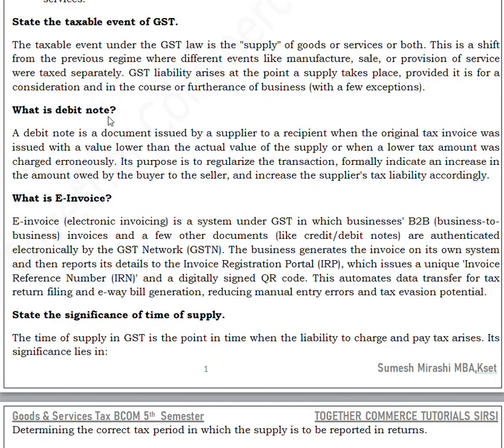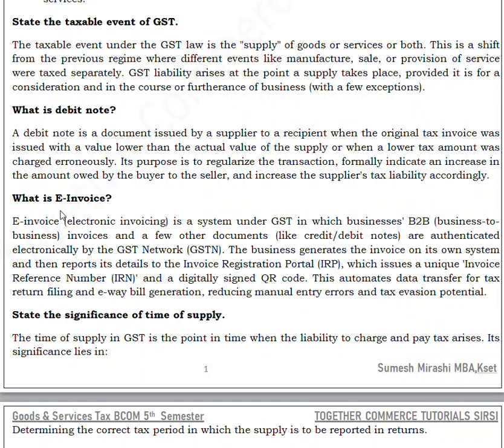Next question. What is a debit note? A debit note is a document issued by the supplier to a recipient when the original tax invoice was issued with a value lower than the actual value of supply, or when a lower tax amount was charged in error. Its purpose is to regularize the transaction, formally indicate an increase in the amount owed by the buyer to the seller, and increase the supplier's tax liability accordingly.